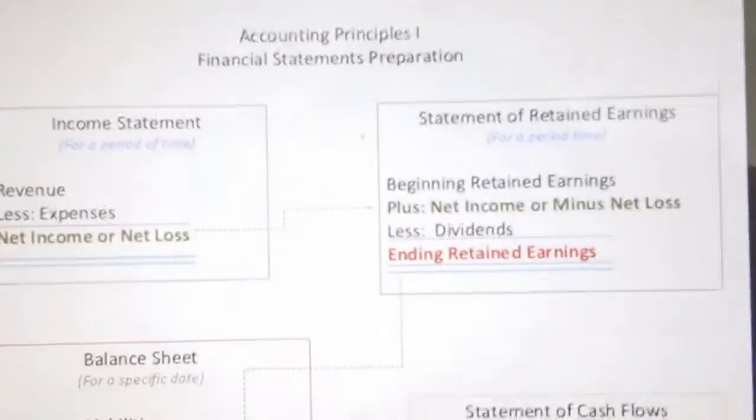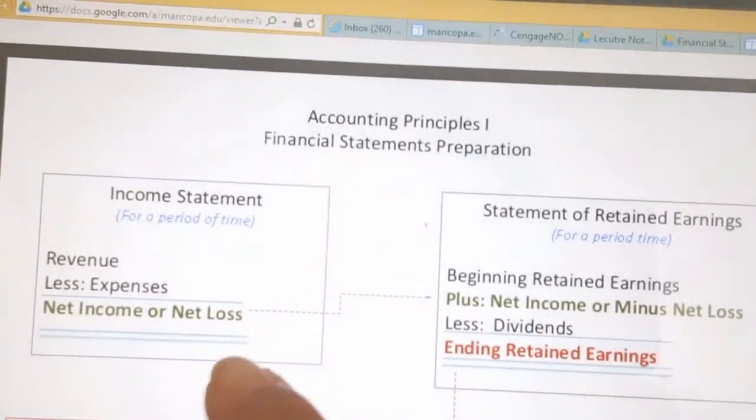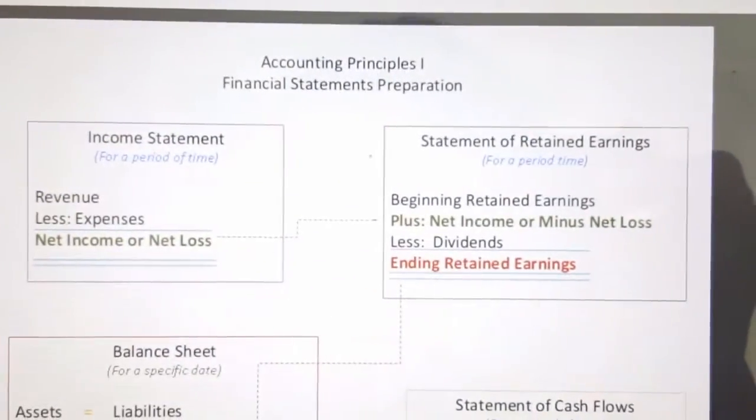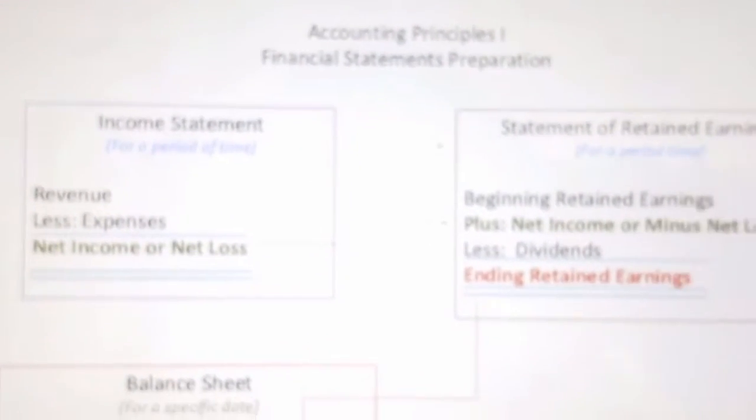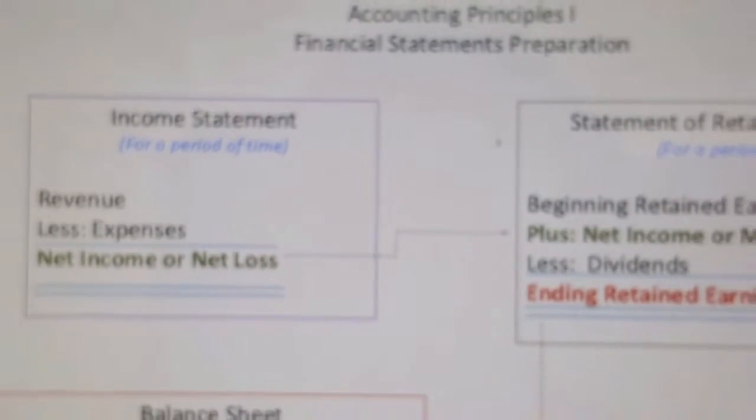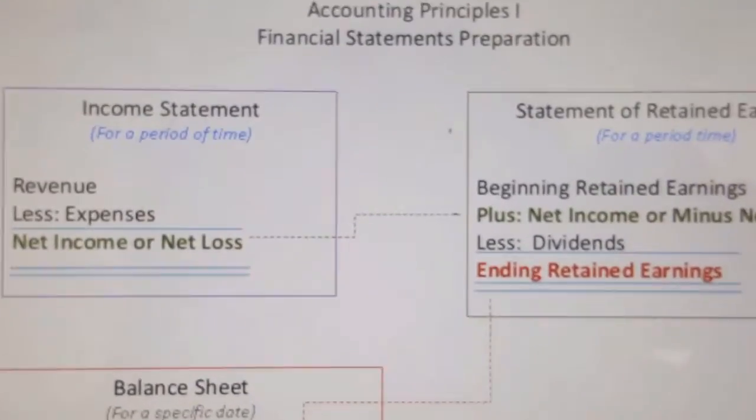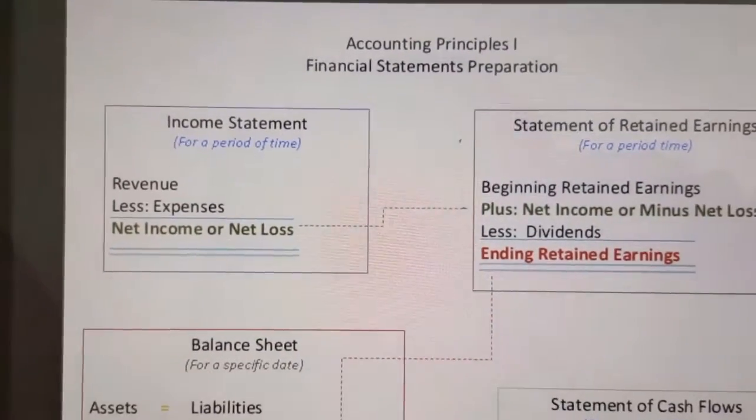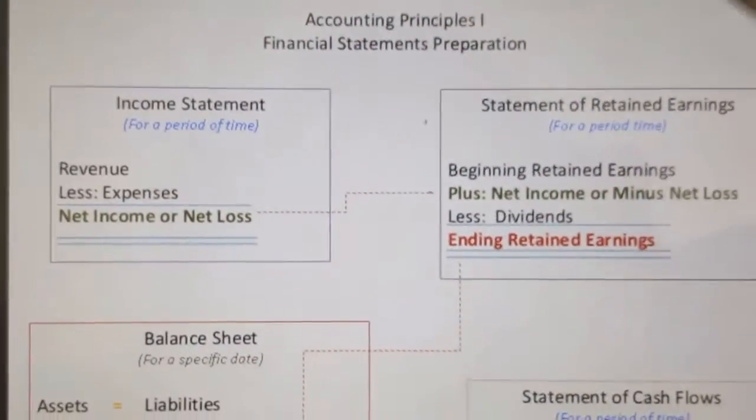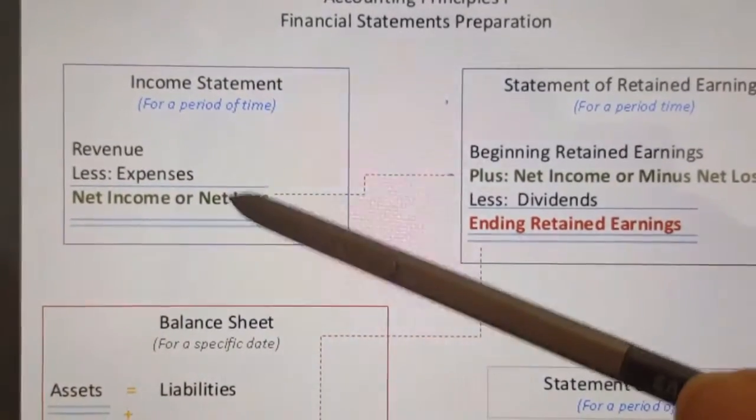Your net income, I need a pointer. Let's see if I can find one. I'm going to put you on pause for a second. Okay, cool. Let's see if we can straighten up a little bit. Looks like there we go. And I found a stylus. I can use it as a pointer.